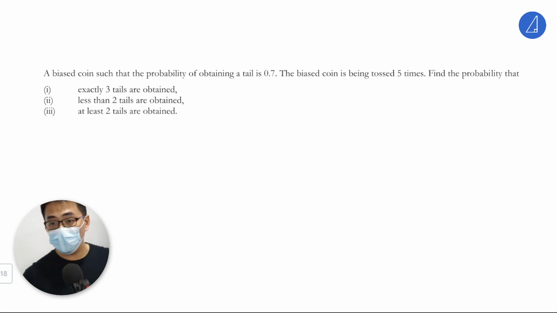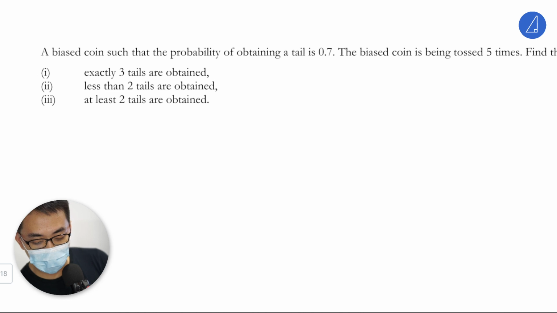I'm not interested in getting the right answer or how to key in the calculator, but what I want to get at is that you already know how to calculate binomial using your probability knowledge. In probability, you have already learned that if getting a tail is 0.7, then of course getting a head is 0.3.